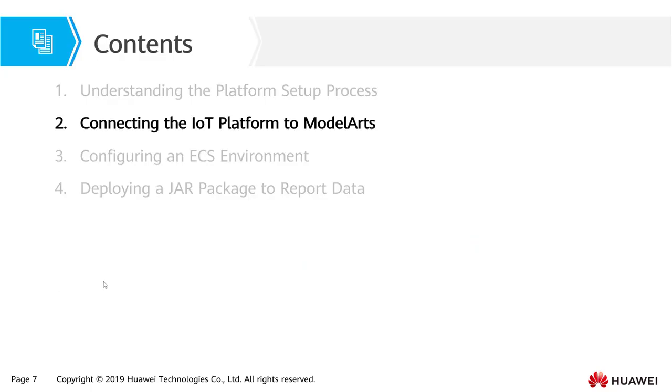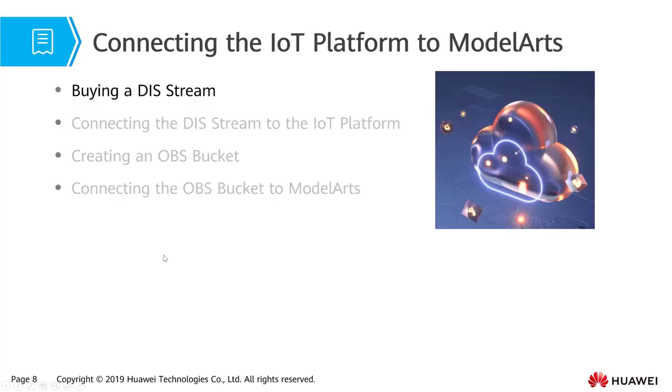Now, let's talk about the exercise of connecting the IoT platform to ModelArts. First, buy a DIS stream. A DIS stream is a key component for data collection. Note to select the correct data format. In this case, the JSON format is selected because data is obtained from the development board. Now, let's take a look at a demonstration.